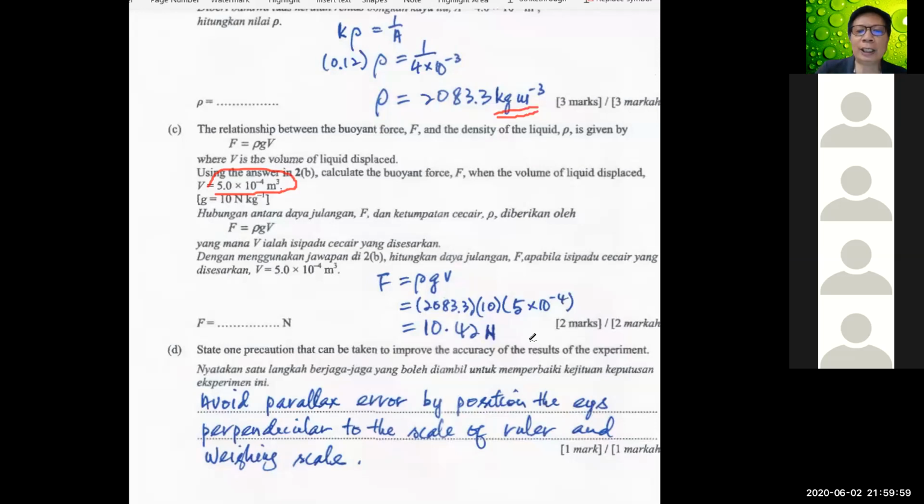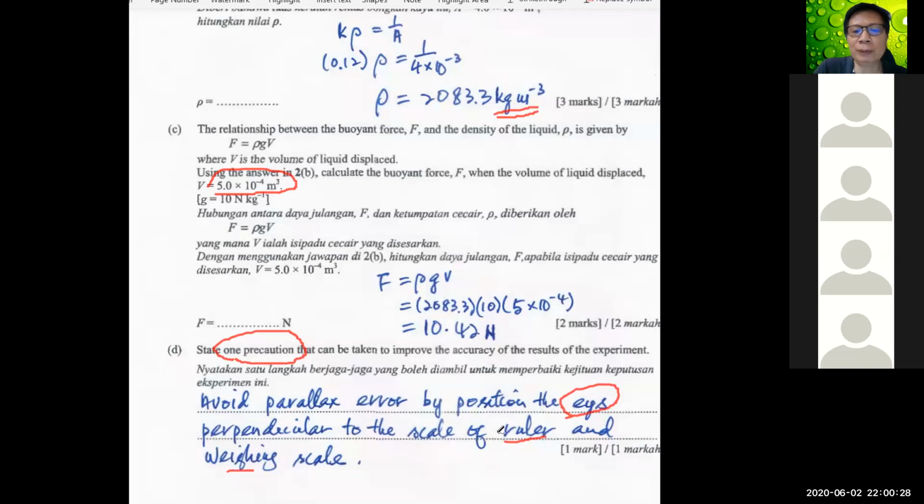And the last one is precaution. This one mark you must get, you know, precaution, always keep this answer. Avoid parallax error by positioning the eyes perpendicular to the scale of the ruler and weighing scale. You must mention, you know, scale of what and what.